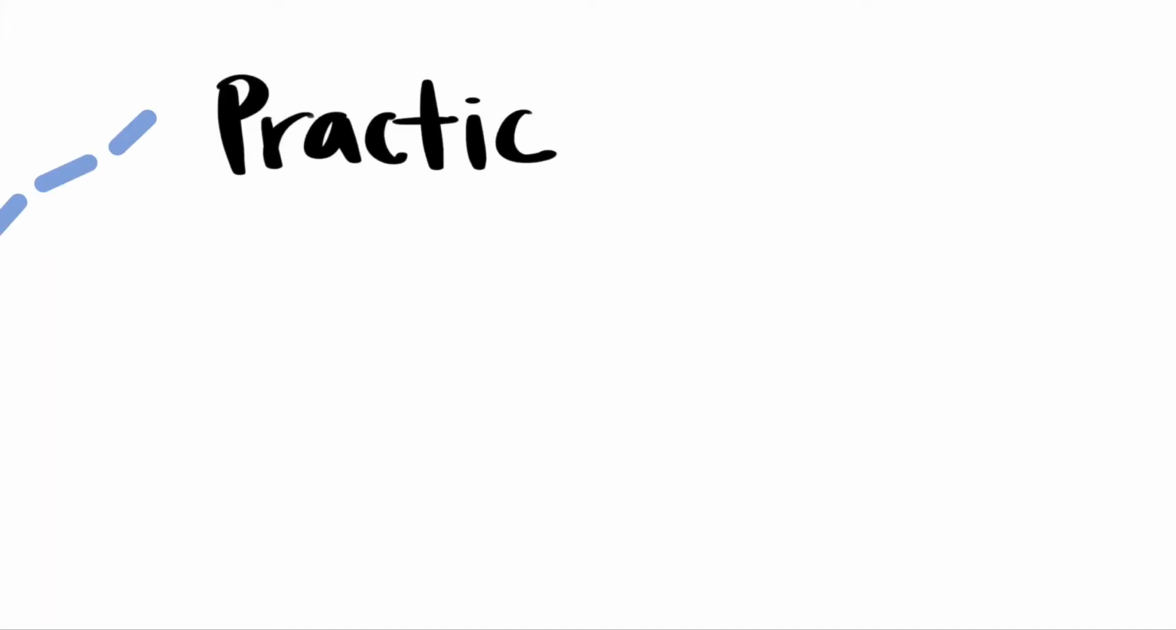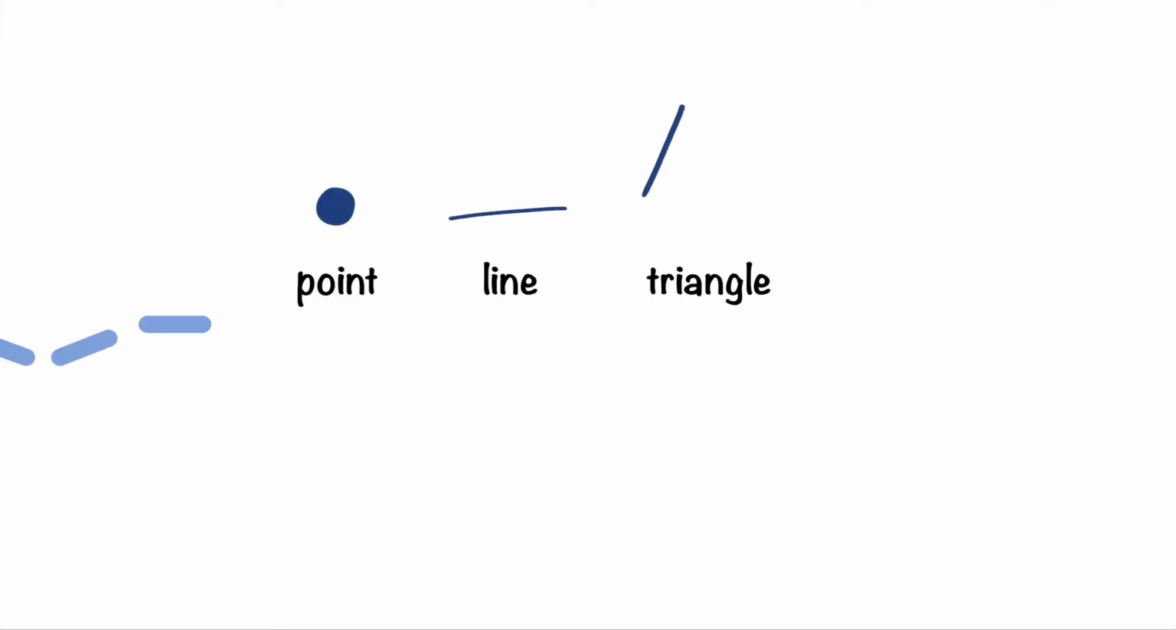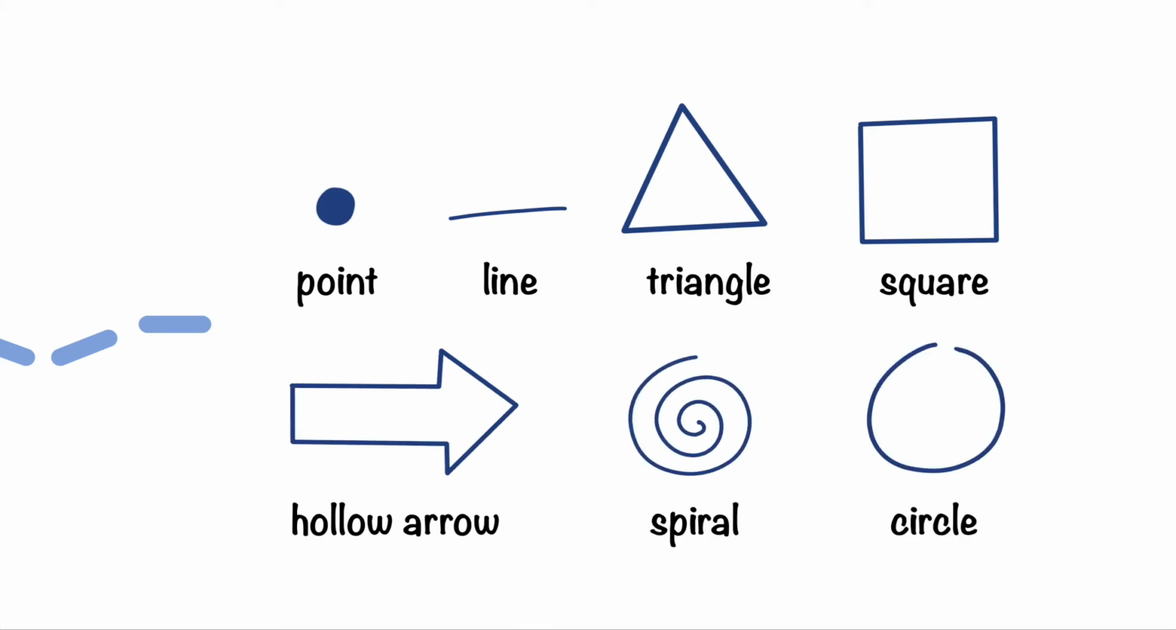The next step is to practice some basic seed shapes. This includes the point, line, triangle, square, hollow arrow, spiral, and circle. These shapes can be used in various visual diagrams for all of your works.